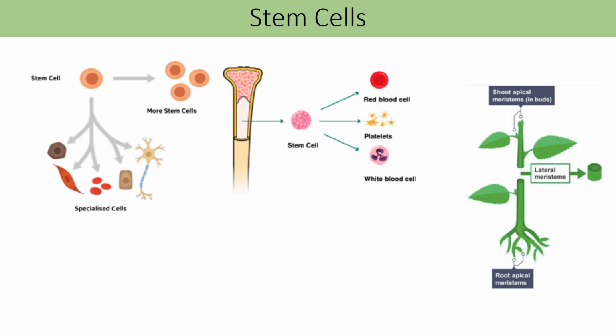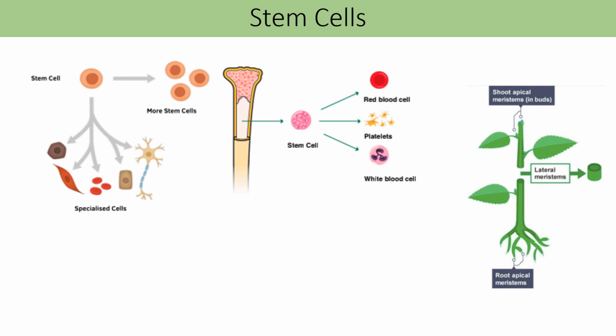Okay, next up is stem cells. So a stem cell is an undifferentiated cell of an organism, and that is capable of giving rise to more stem cells, or it's capable of giving rise to other cells, and that can arise from differentiation into specialized cells.